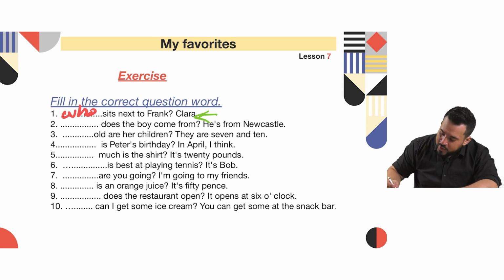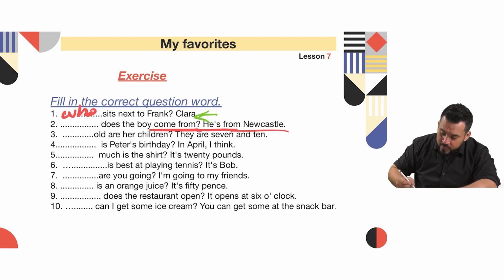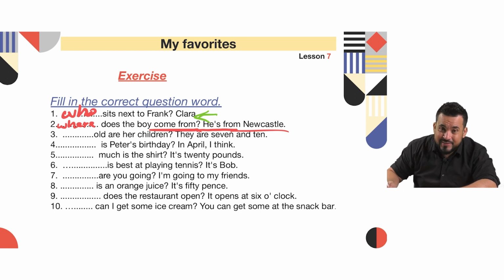Where does the boy come from? Come from means country. He is from Newcastle, a town, a city. So where does he come from? Because we're talking about a place, the correct word here will be where. Next: how old are her children? They are 7 and 10. We're talking about age, and with age we use how old. Very good.